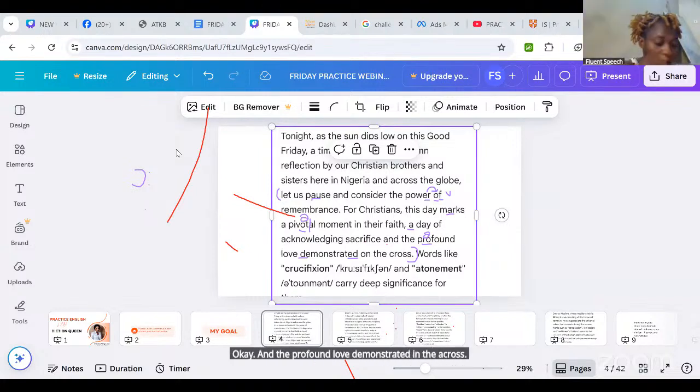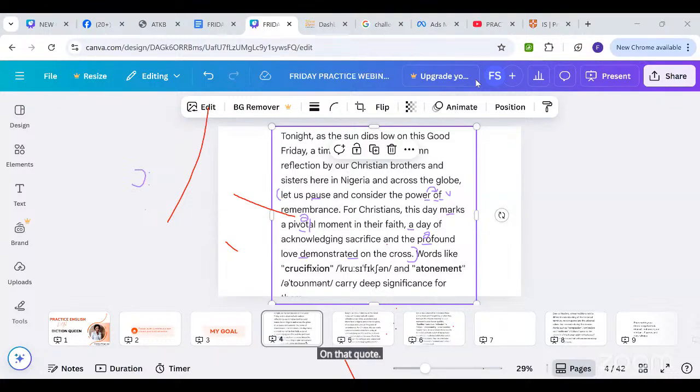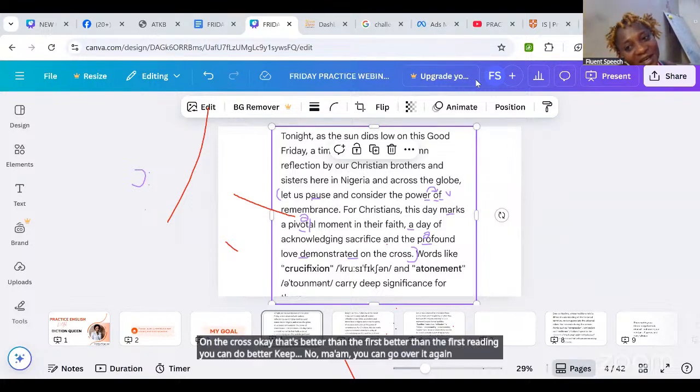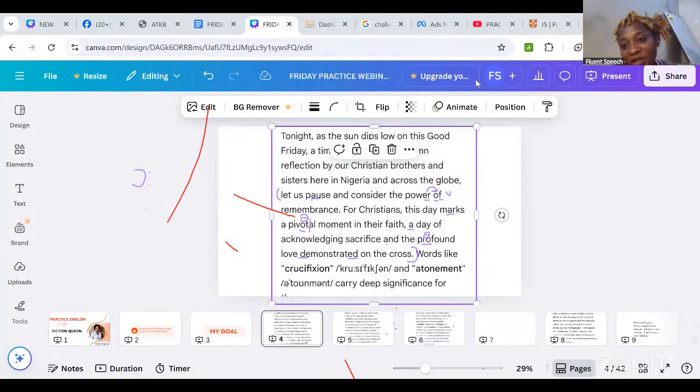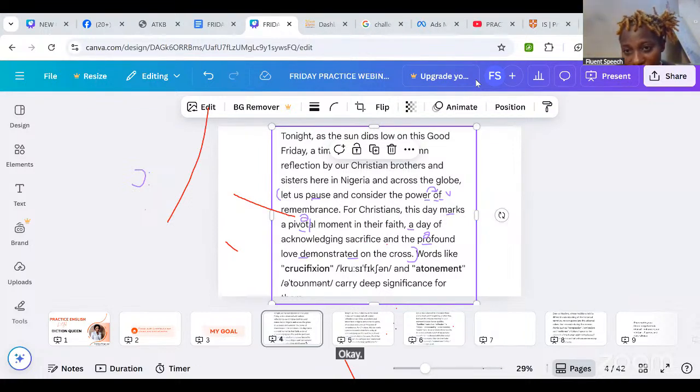On the cross. Okay, that's better than the first reading. You can do better. I should go over again. No, ma'am, you can't go over it again because we have limited time, except if you're in the 6 Years Academy, then when it's time, you can go over it again. Okay. I think I need to call 2 more people.